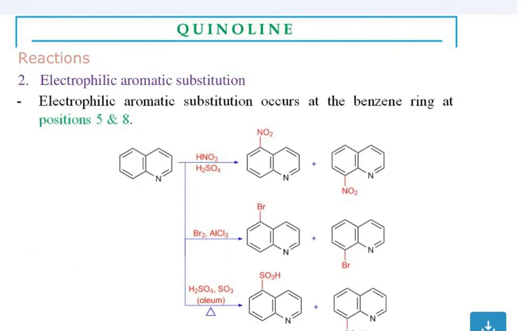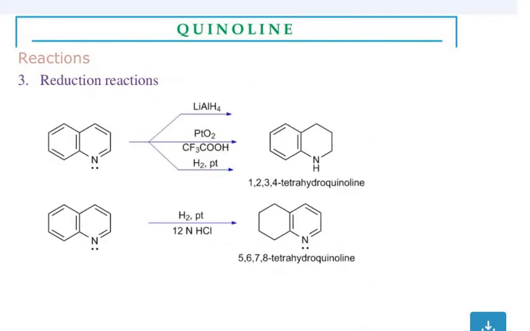Now, my friends, you can see electrophilic aromatic substitution. Electrophilic aromatic substitution occurs at the benzene ring at positions 5 and 8, and these positions are very important, 5 and 8. Look here, in nitration the nitro group goes to the 8 position and 5 position, both products are there. In bromination, bromine goes to the 5 position and 8 position. And in sulfonation, the sulfonic groups go to the 5 position and 8 position.